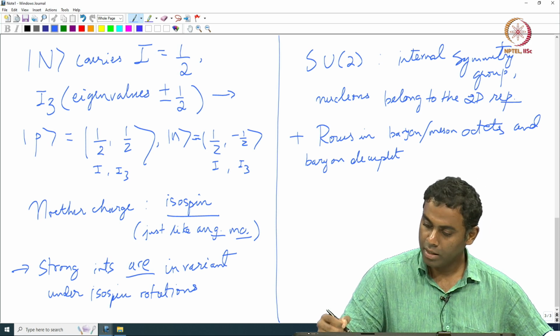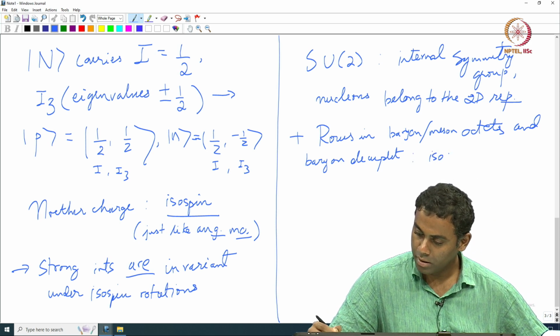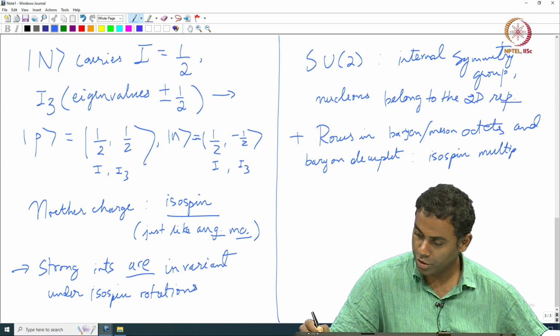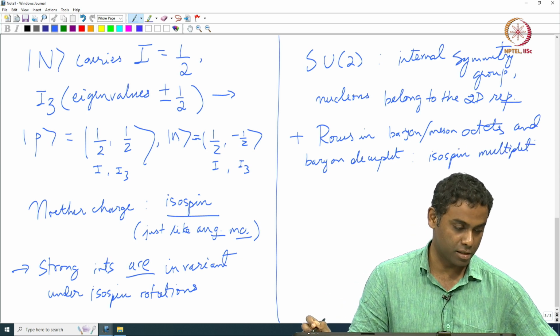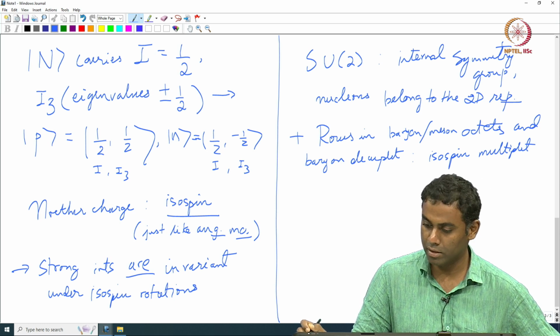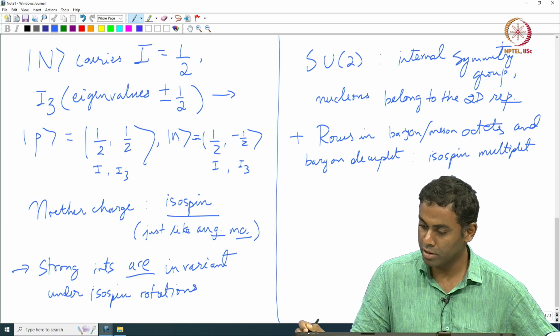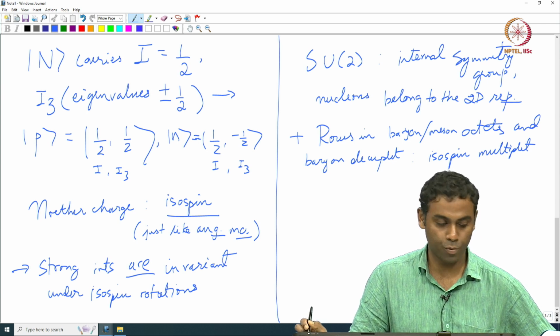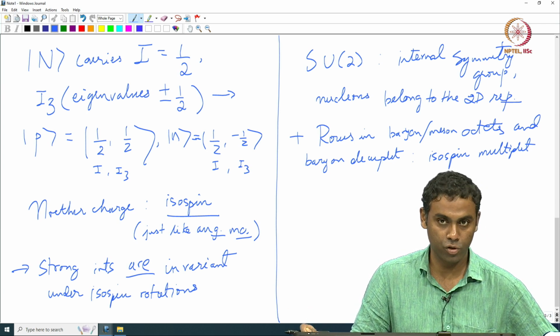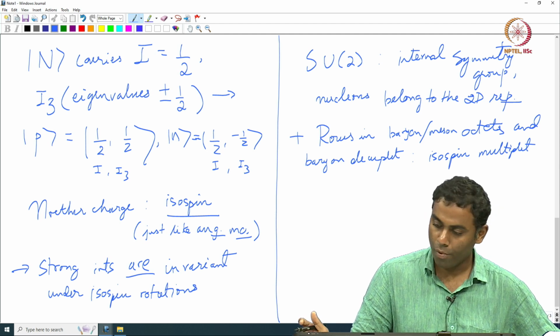These basically are isospin multiplets, just like the proton and the neutron belong to an isospin doublet, correct. Similarly, in the octets and the decuplet, each row corresponds to some isospin multiplet. So, this could be a triplet, it could be a quadruplet and so on, okay.